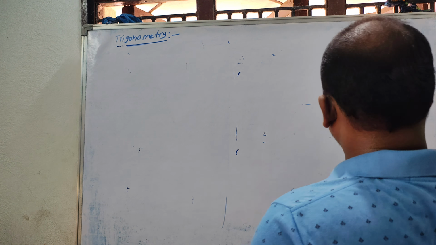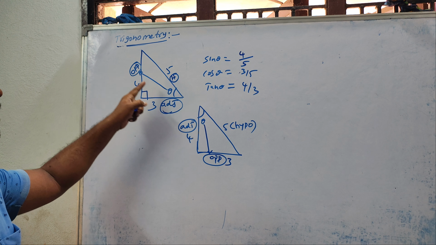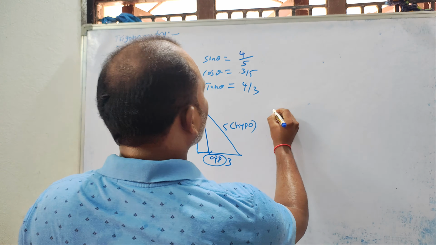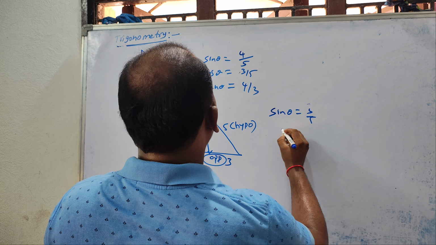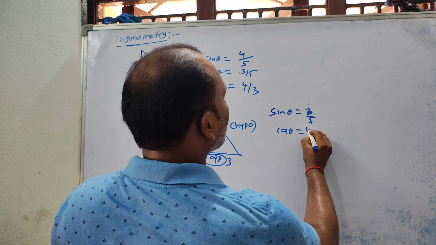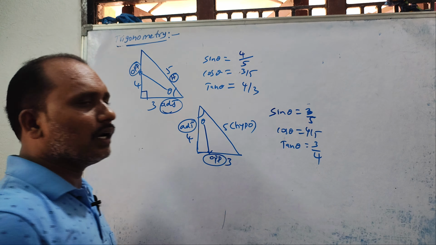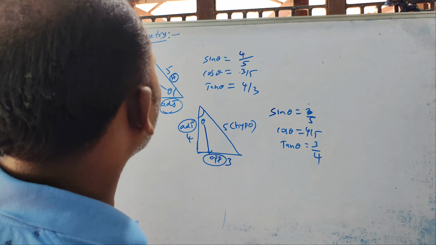Where theta is, we have to see the side opposite to it. Then it is called the opposite side. Some people think that sin theta is only 4 by 5. That is wrong. Once again, we have to evaluate this well. Sin theta is opposite by hypotenuse. What is the opposite? 3 by 5. Cos theta is 4 by 5. Tan theta is 3 by 4. Keep in mind, guys, very important.